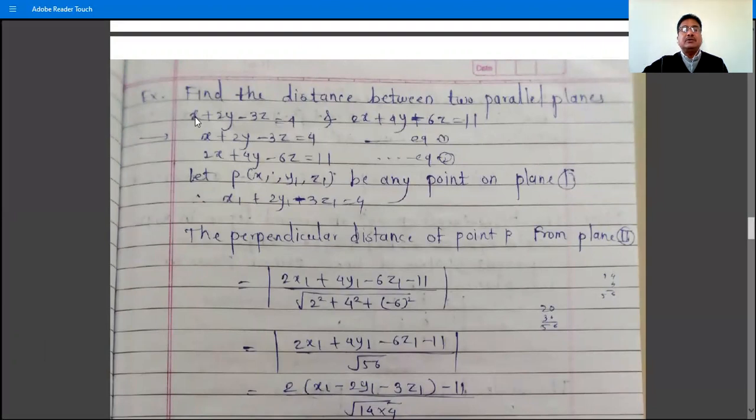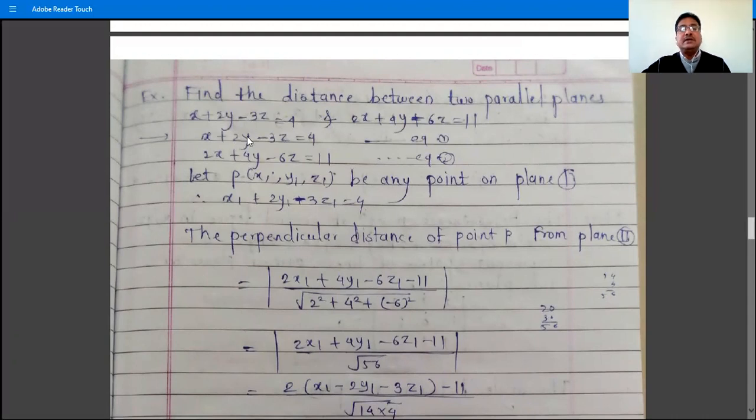So if we observe the coefficients of x, y, z, they are proportional. If we find a1 by a2, that is 1 by 2, it is equal to 2 by 4, which is equal to minus 3 by minus 6. Or if we multiply this equation by 2, we have 2x plus 4y minus 6z, that is, the coefficients of x, y, z in the second equation are double the coefficients of x, y, z in the first equation.